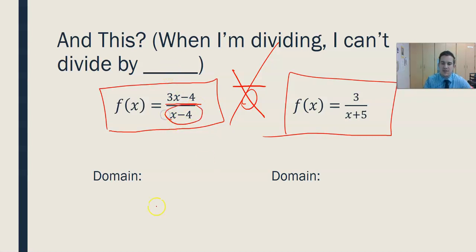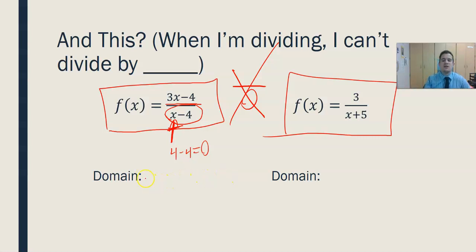So here, if this value down here, x minus 4, is equal to 0, then I'm going to be in deep water. I'm going to be out of luck. So what value, when I put in for x, makes this denominator equal to 0? Well, 4 minus 4 is 0. So I can't have an x value that's 4. Otherwise, I'm going to be dividing by 0. Everything else works, but not 4.